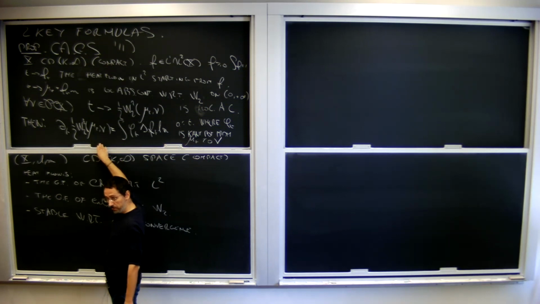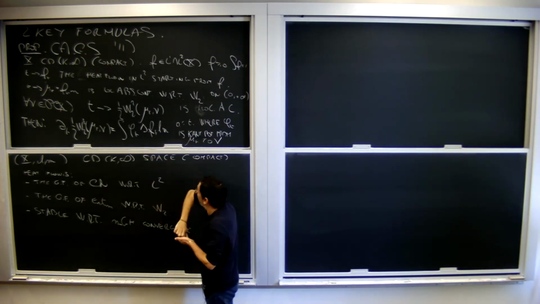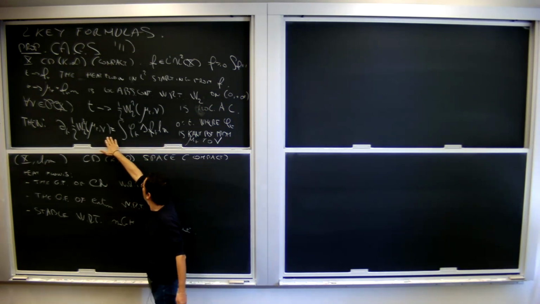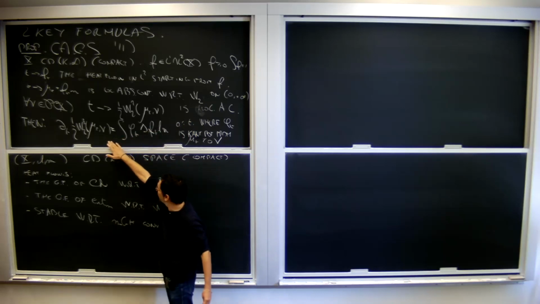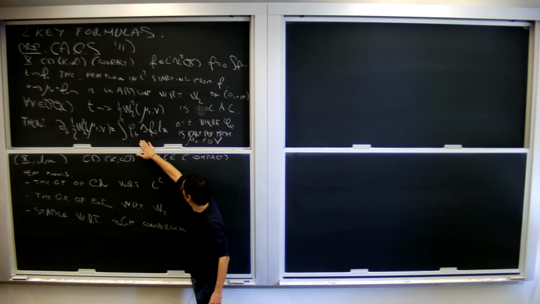I'm getting a formula here. Let me first read this formula, and then we'll prove it. First of all, I'm giving a formula for a certain derivative for almost every t. The existence of this derivative I've already commented on, by absolute continuity. Now let's look at the right hand side.